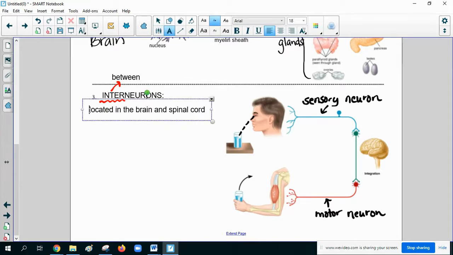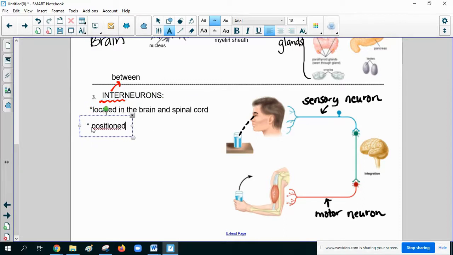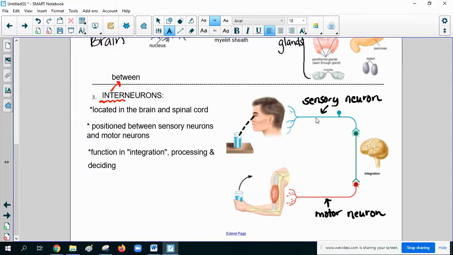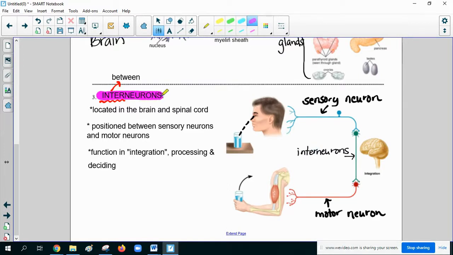So for the first part of the definition, I'm making a note that they're located in the brain and the spinal cord. They are positioned between sensory neurons and motor neurons. And their job is to do the integration, the processing, the deciding. So these are our smart neurons. The other ones just carry information or carry commands. These are the ones that decide what to do with the information and who to command in order to fix the problem if there's a problem. All right, so let's label those interneurons. And I'm going to highlight that so it's easy to pick out.